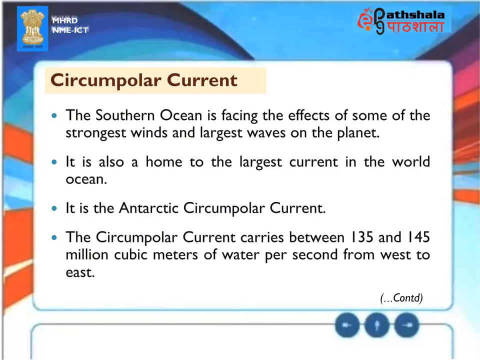Circumpolar current. The Southern Ocean faces the effects of some of the strongest winds and largest waves on the planet. It is also home to the largest current in the world ocean. It is the Antarctic Circumpolar Current. The circumpolar current carries between 135 and 145 million cubic meters of water per second from west to east.